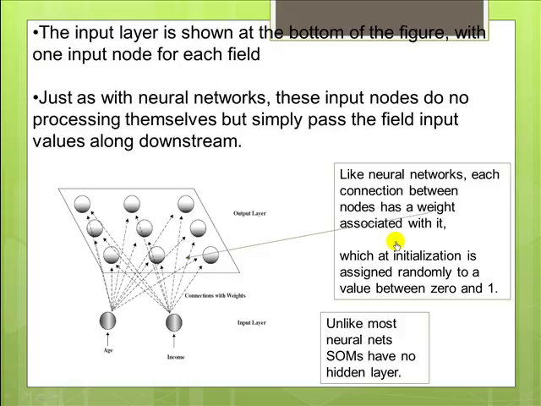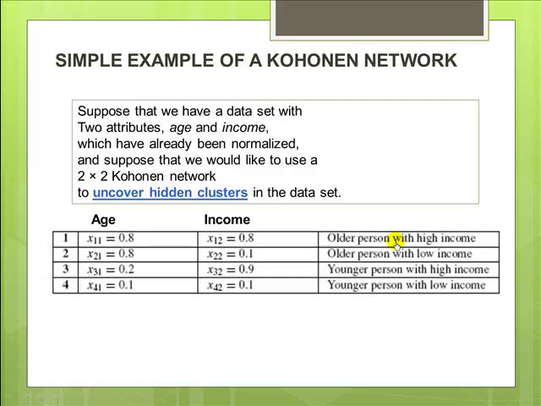Unlike most neural nets, SOMs have no hidden layer. Here's a simple example of a Kohonen network. Suppose that we have a data set with 2 attributes, age and income. So we're only measuring 2 things, and we're obviously talking about people, measuring their age and their income. We might have like 1,000 people, but we have just age and income. So in terms of a spreadsheet, we would have just 2 columns, age and income, but we might have like 1,000 rows. In fact, here we have only 4 people, and we have their age and their income.